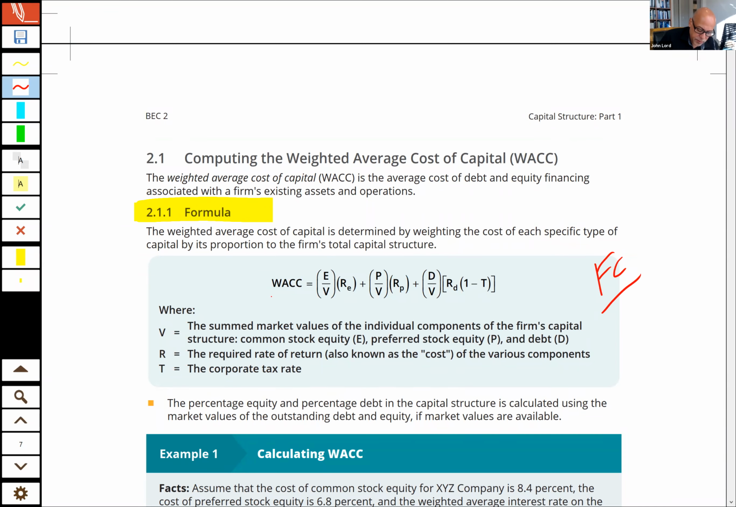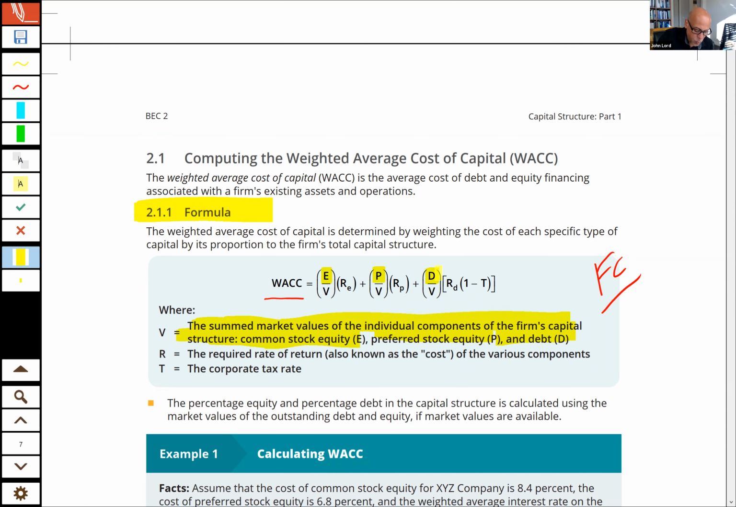So let's just look at the different elements here, okay? Let's start off by looking at the elements that constitute that formula. V is the sum market value of the individual components of the firm's capital, okay? And that could be common stock equity, E, preferred stock equity, P, and D. And the V is going to be the sum of each one of those. So you take the E plus the D plus the P, not necessarily the order they're showing us here, that would be the V, the denominator. So what percentage is equity, what percentage is preferred stock, what percentage is debt.